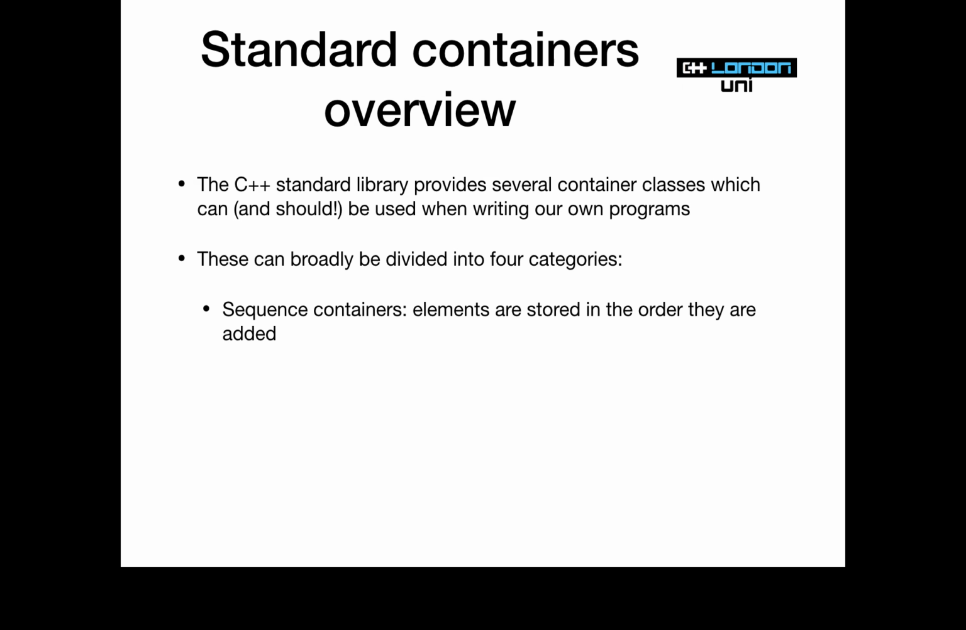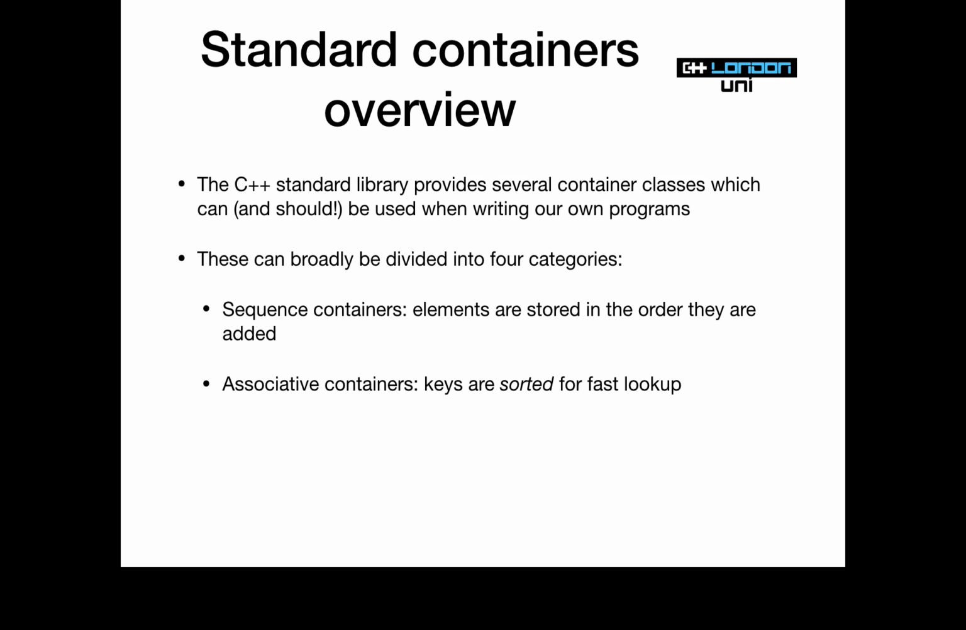So, first of all, we have sequence containers. These are the ones that you're perhaps most familiar with, where elements are stored in the order in which you add them to a container. If you think about how arrays, or lists in other languages, work, those are what we would call sequence containers. The elements are stored in the order that you put them into the container.